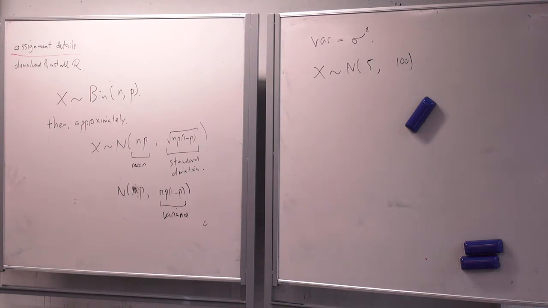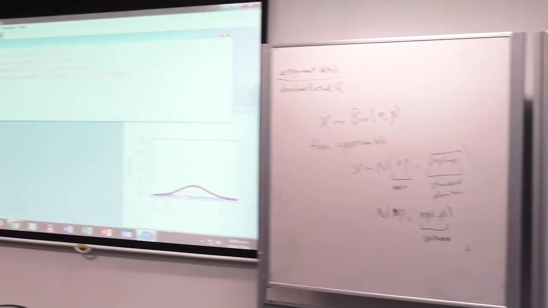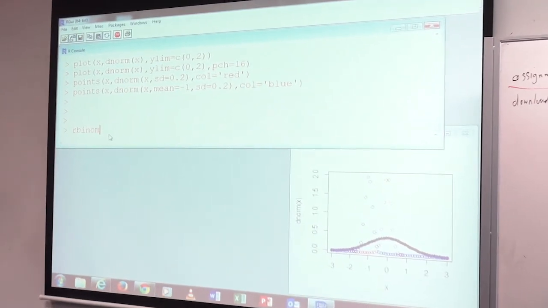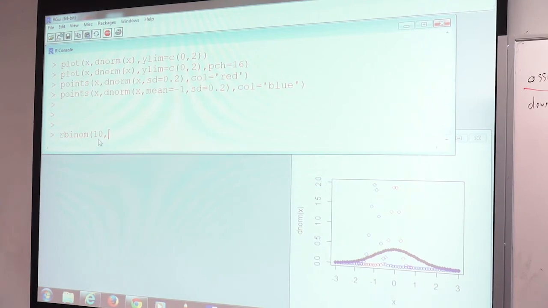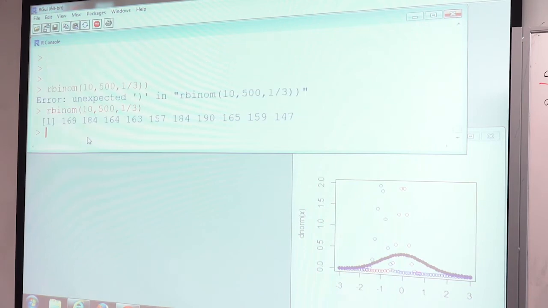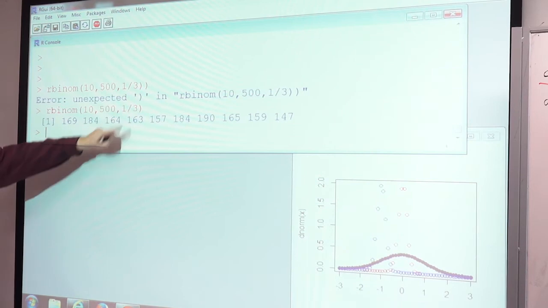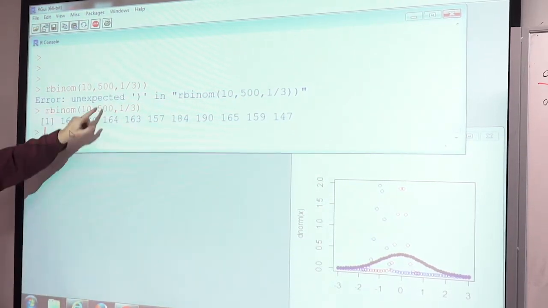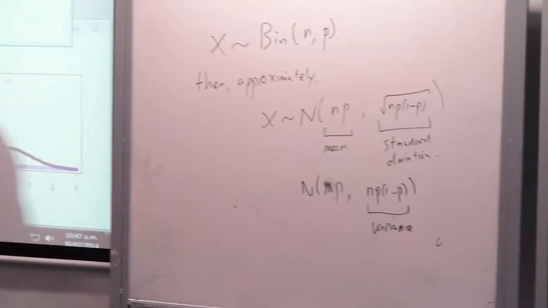Well, let's try that then. Let's have a look at it. If I look at our binom, here's some numbers. N equals 500, probability equals a third. My prediction is this, that the mean is NP. You see, the mean is the number of trials times the probability of success.